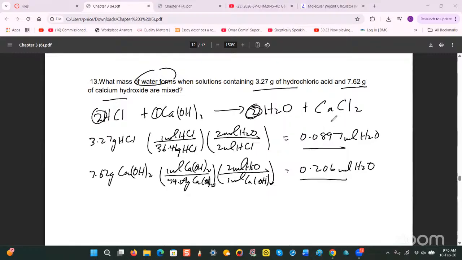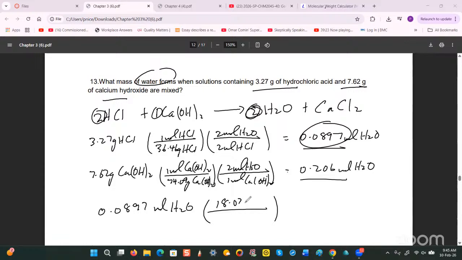So again, just like we did in the previous question, we compare these numbers here. And which one is lower? That one, right? So therefore, to answer the question, it is asking what mass of water. We have to convert that, which is 0.0897 moles of water, to grams. So the molar mass of water is 18.02 grams for every 1 mole.